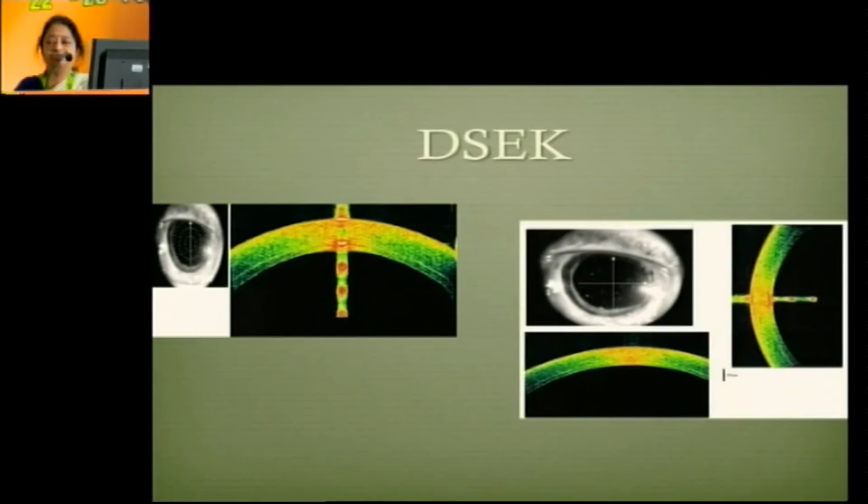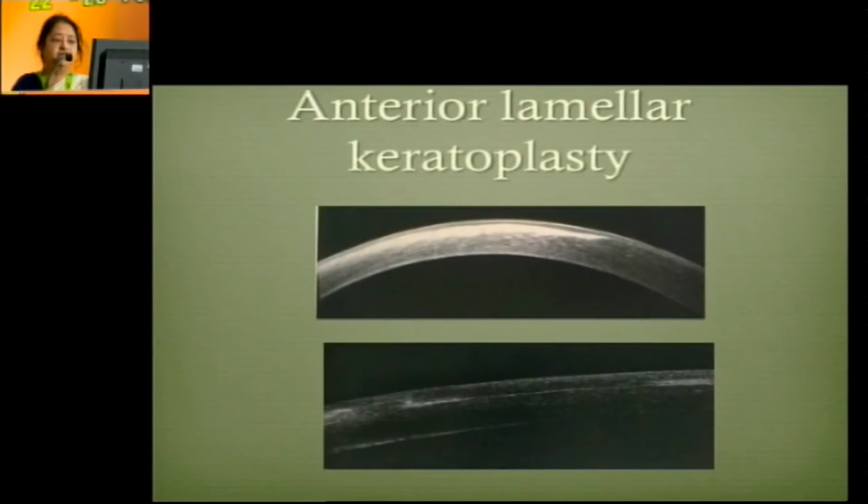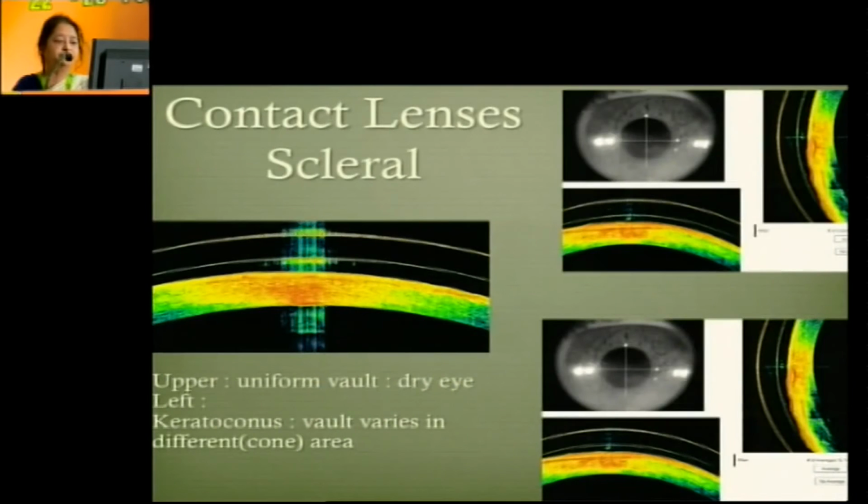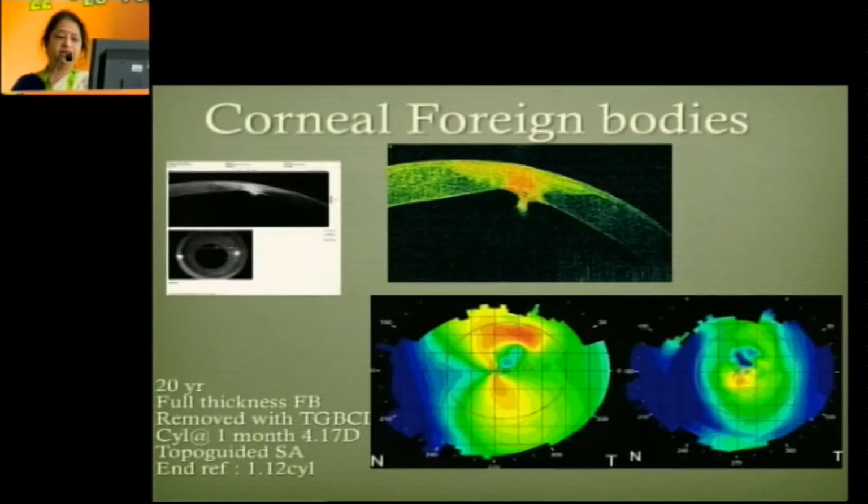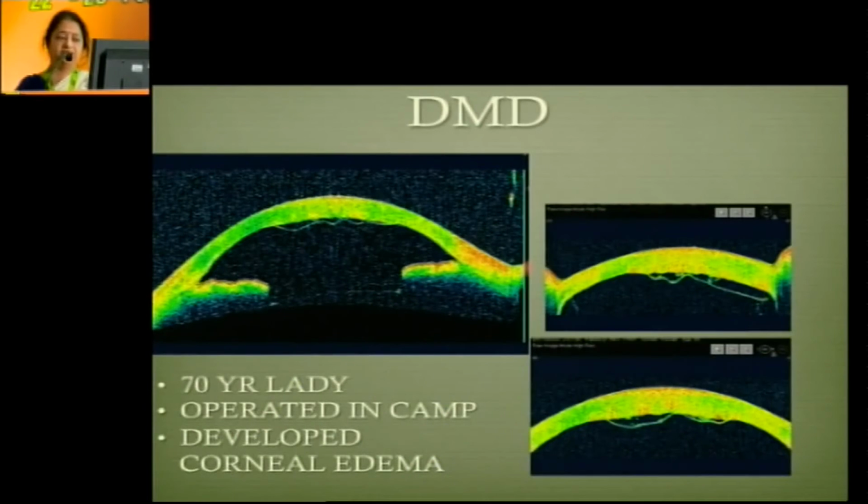This is a picture of DSEK, where you can see a very smooth graft which is well attached. This is the anterior lamellar keratoplasty, where again you can see the depth of the graft and attachment. This is the fitting of scleral contact lenses, and it is helpful in knowing the vault and the edges. Now this is again a foreign body patient, and we removed the foreign body, did the topography, and did a topography guided PRK, and that makes the anterior surface much better.